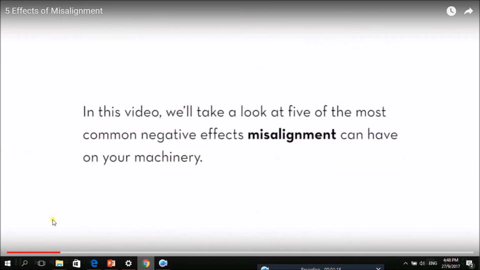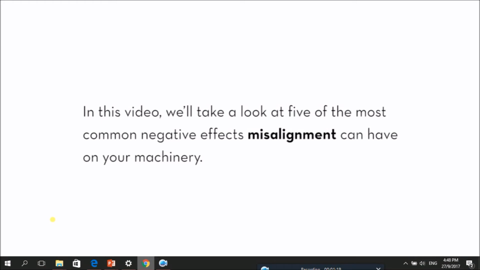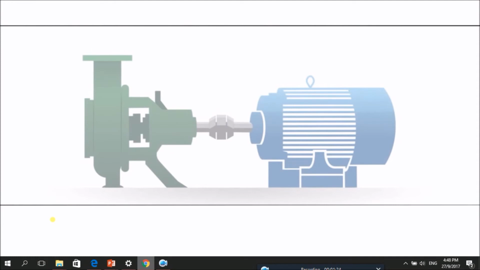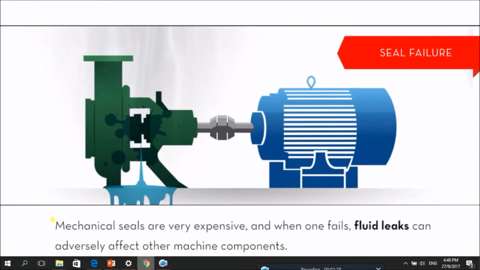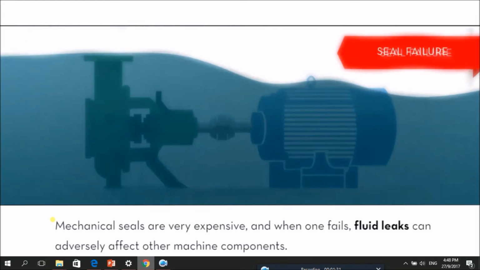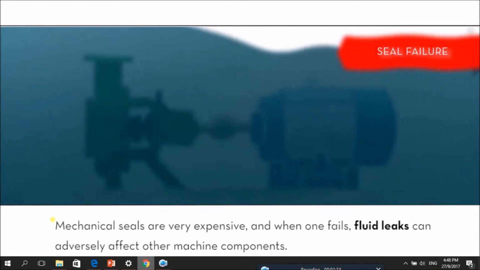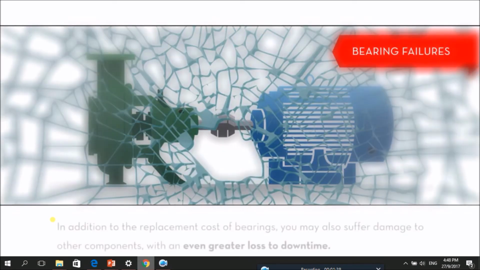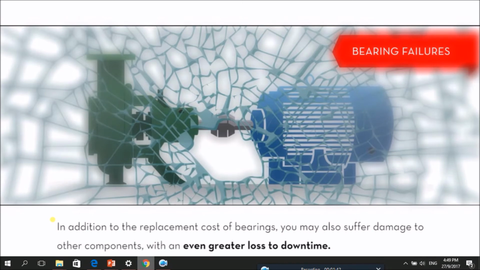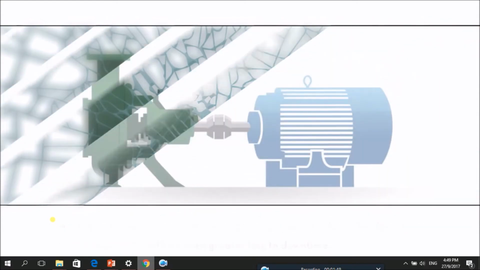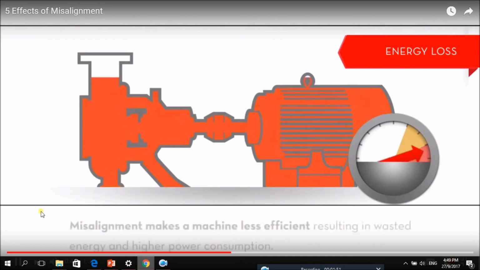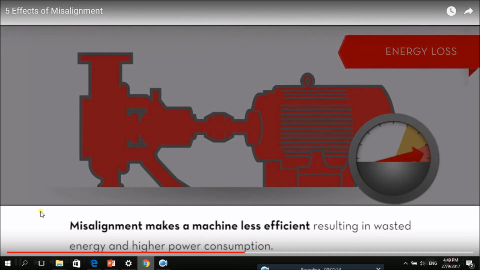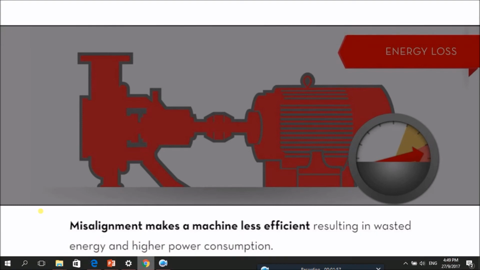In this video, we'll take a look at 5 of the most common negative effects misalignment can have on your machinery. Number 1. Seal failure. Mechanical seals are very expensive, and when one fails, fluid leaks can adversely affect other machine components. Number 2. Bearing failures. In addition to the replacement cost of bearings, you may also suffer damage to other components, with an even greater loss to downtime. Number 3. Energy loss. Misalignment makes a machine less efficient, resulting in wasted energy and higher power consumption.